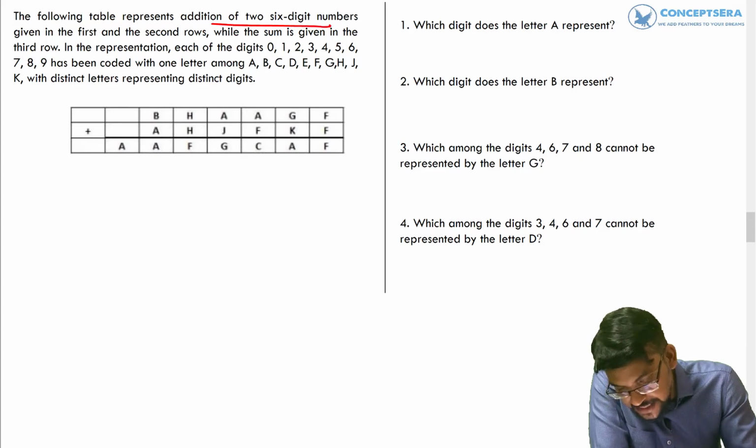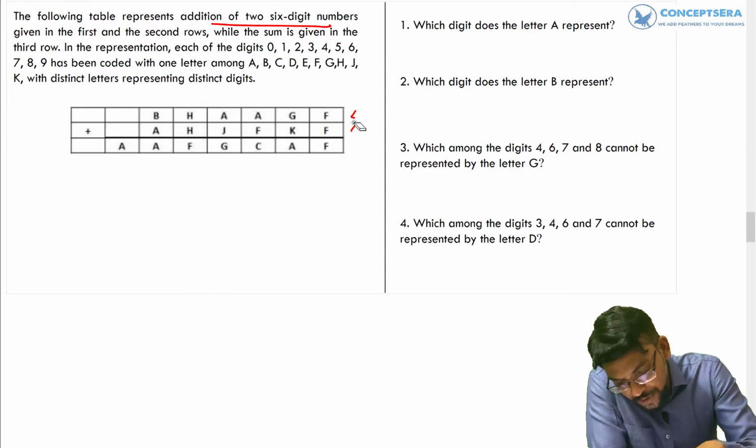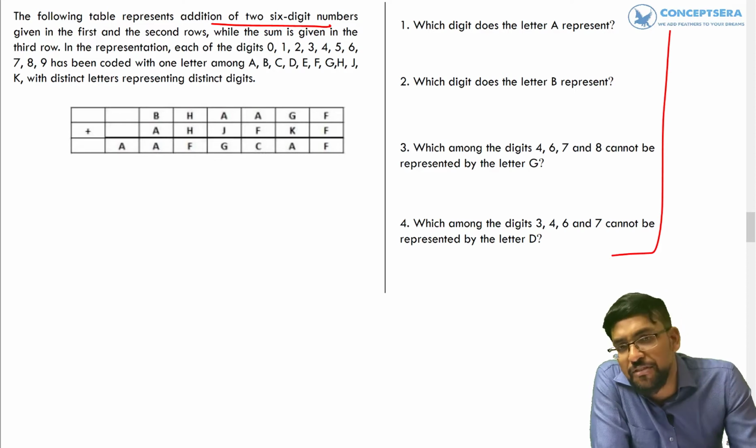The following table represents addition of two 6-digit numbers. So these are the 6-digit numbers which we are adding and a result is given to us. They are saying the numbers are given in the first and second row while the sum is given in the third row. And finally they are saying that in the representation each digit from 0 to 9 has been coded with one letter among A to K, with distinct letters representing distinct digits. And over that we have 4 questions here. So our previous understanding will definitely help us to solve this particular caselet very fast.